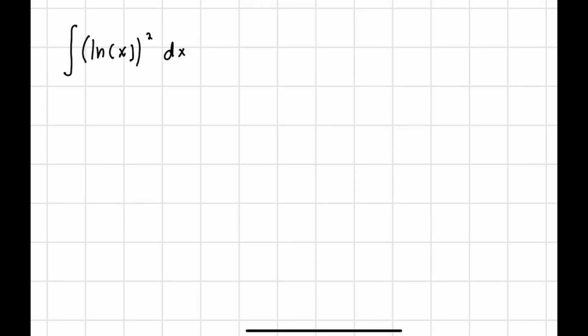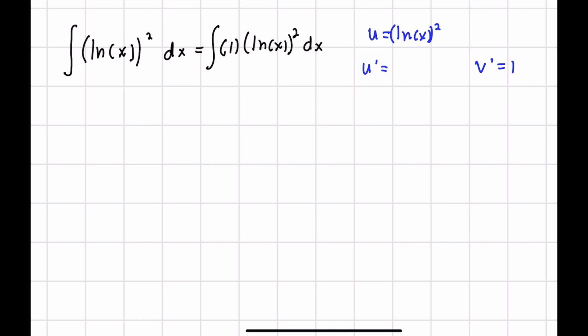To solve for this integral, we could rewrite this as the integral of 1 times ln x to the power of 2. And now we can use integration by parts. So u is going to be equal to ln x to the power of 2, and v prime is going to be equal to 1. The derivative of ln x to the power of 2 is simply 2 times ln x over x, while the antiderivative of 1 is equal to x.